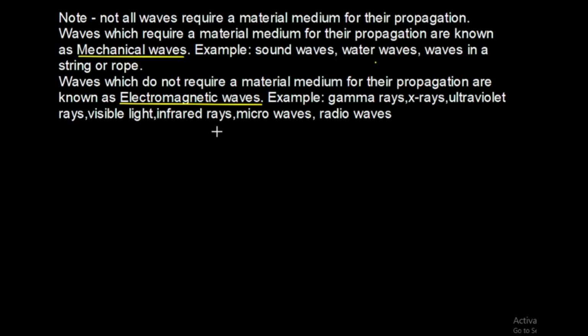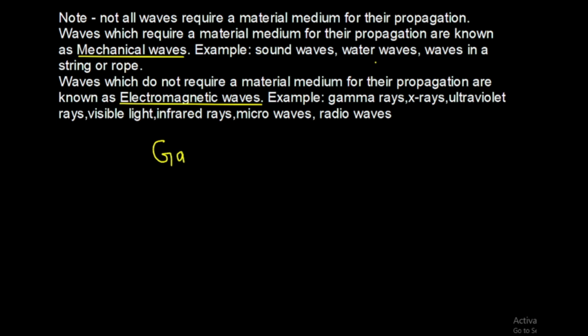Now, the waves that do not require a material medium for their propagation are known as electromagnetic waves. The electromagnetic waves, these are the waves that do not need a medium for their propagation. Example, we have the gamma rays, we have the X-rays, we have the ultraviolet rays, we have the visible light, which is simply light rays, we have infrared rays, we have microwaves, we have radio waves. Now there is a simple acronym for this that you can use to memorize the electromagnetic waves.